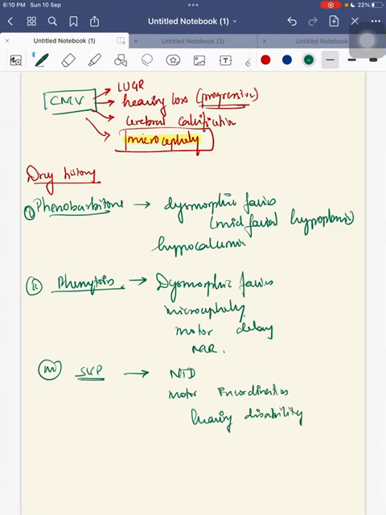So these are a few examples you can tell: phenobarbital, phenytoin, sodium valproate, warfarin. What are the other drugs? You can tell warfarin, lithium. So these are the possible questions in your first trimester.